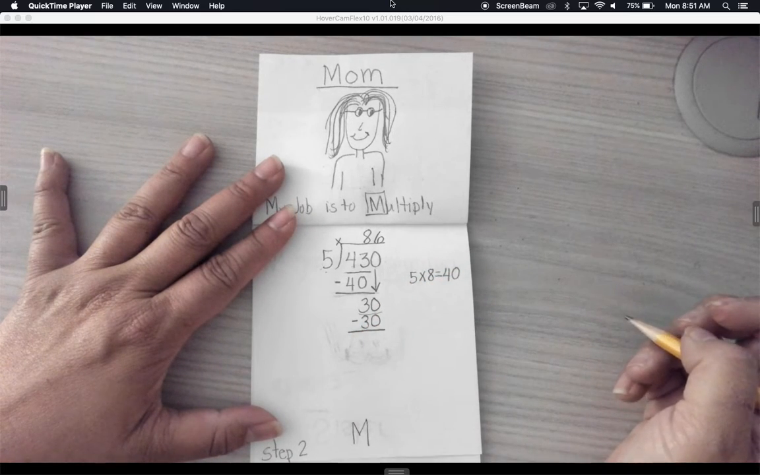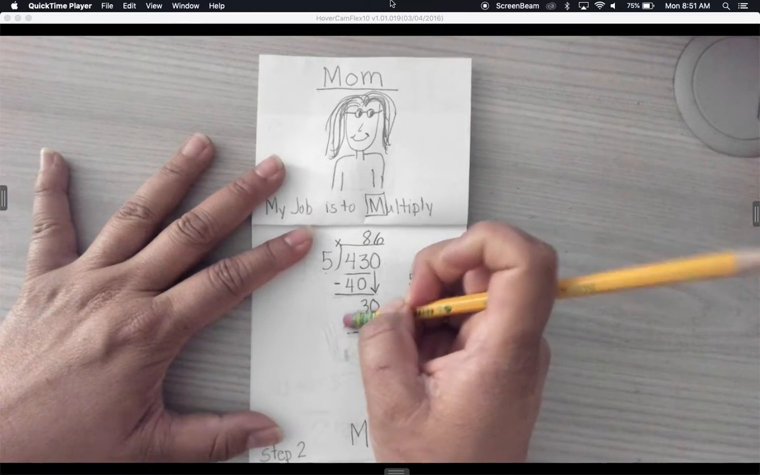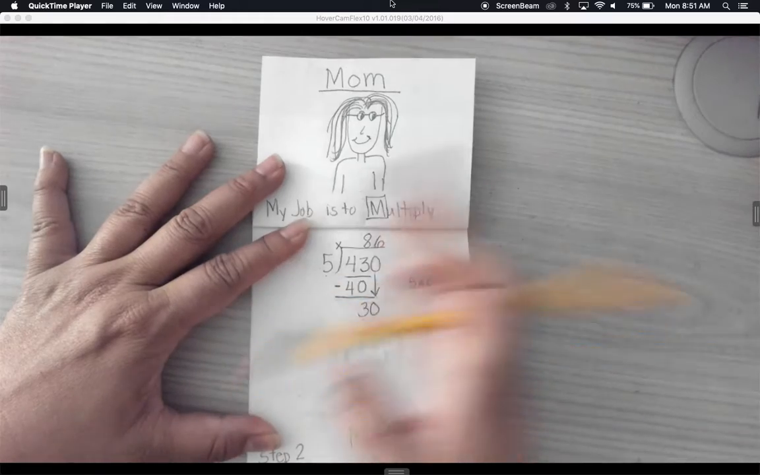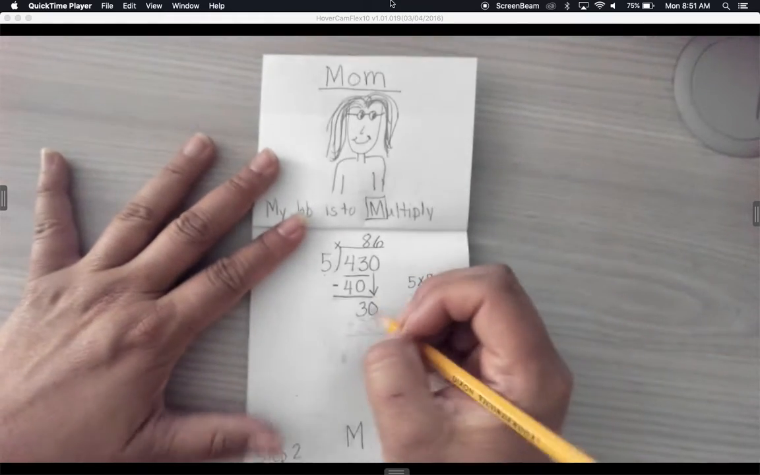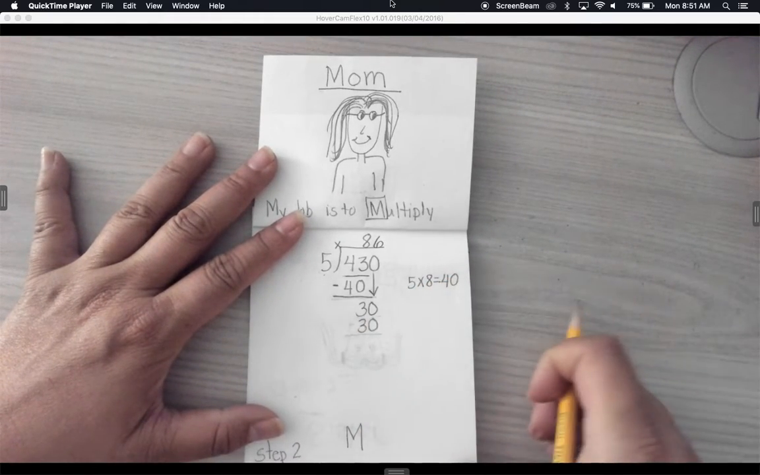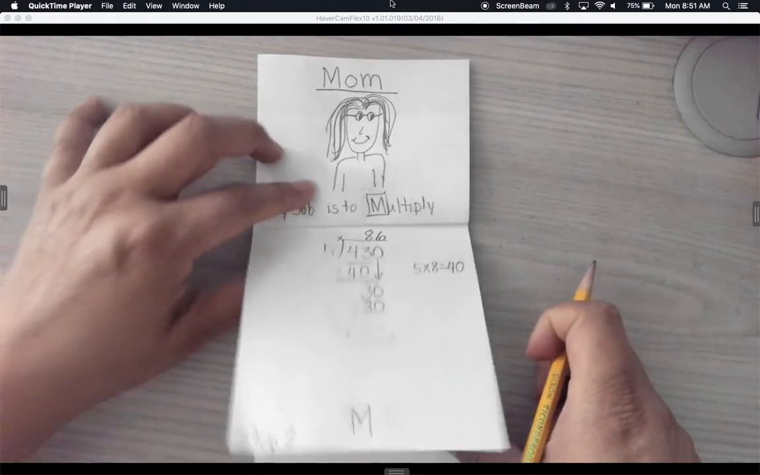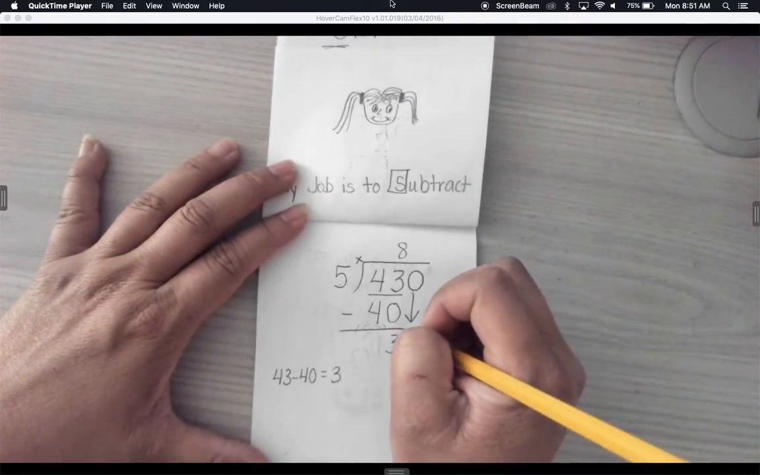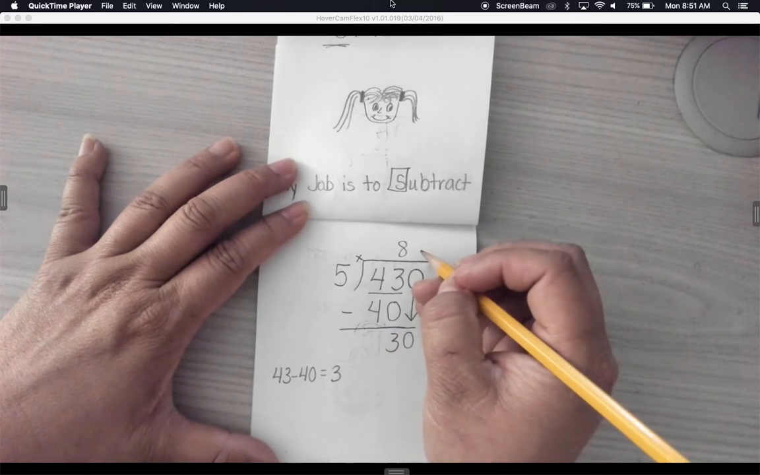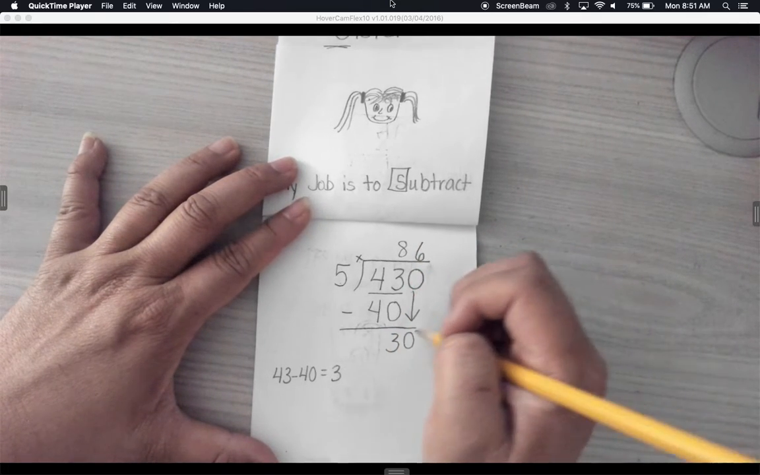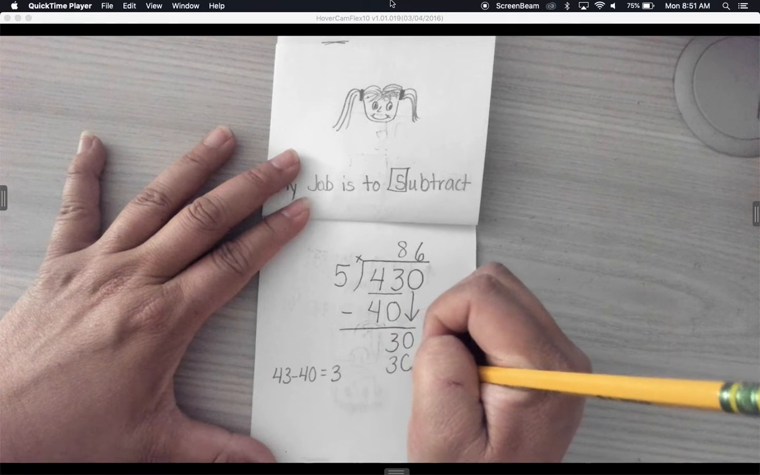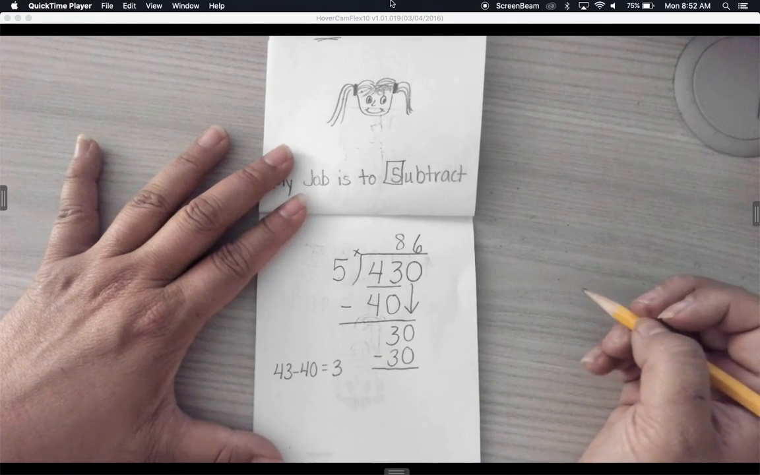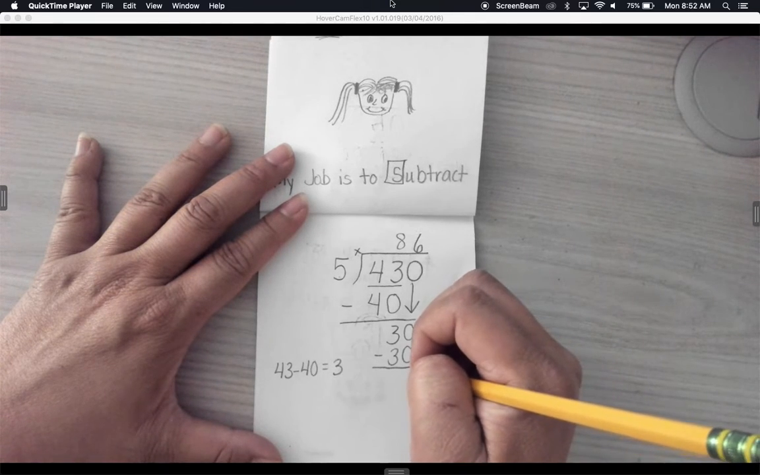Oh, not yet. I'm getting ahead because that's sister, right? All right. My job is just to write it there. Sister tells me, okay, my brother said to bring it down. And now Mom said to multiply, and 6 times 5 gives me 30. Now I'm telling you to subtract. And 30 minus 30 is 0.